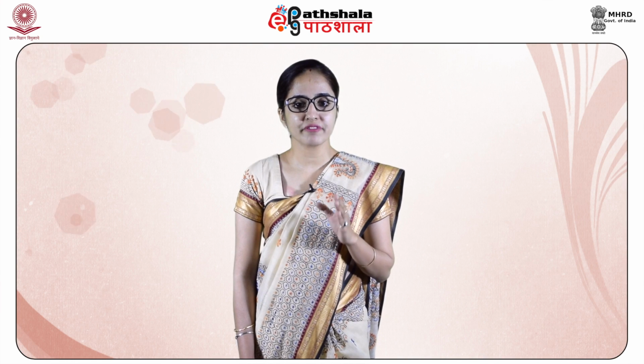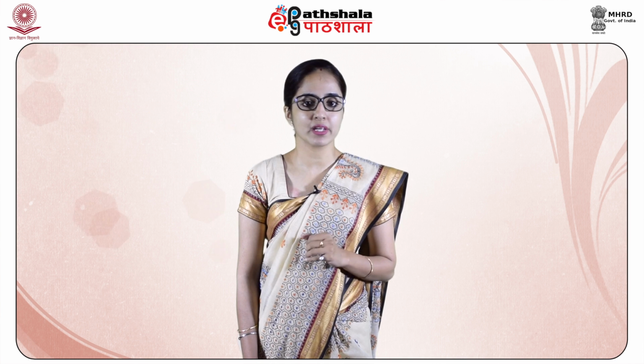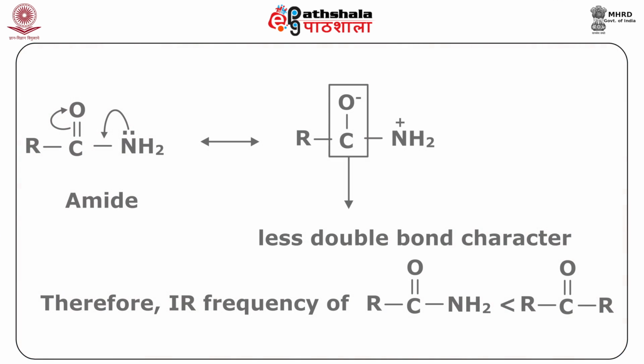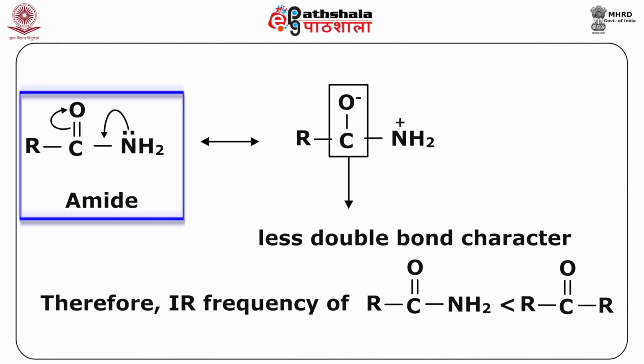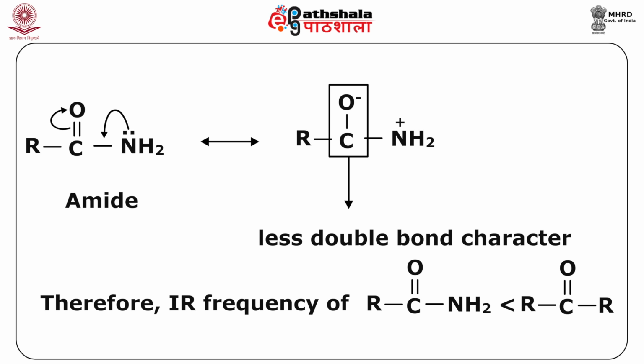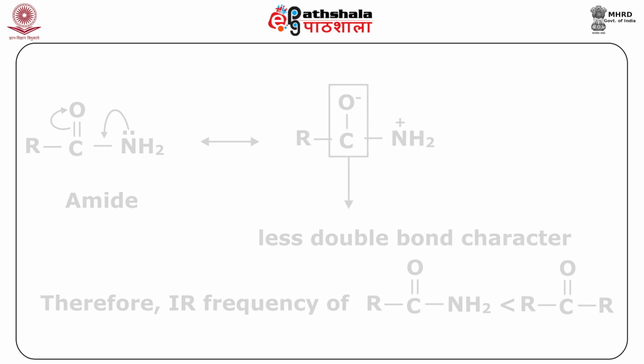The predominant effect of the nitrogen of an amide is electron donation by resonance. Therefore, the carbonyl group of an amide has less double bond character than the carbonyl group of a ketone, and hence amide has low CO bond IR frequency than the ketone.